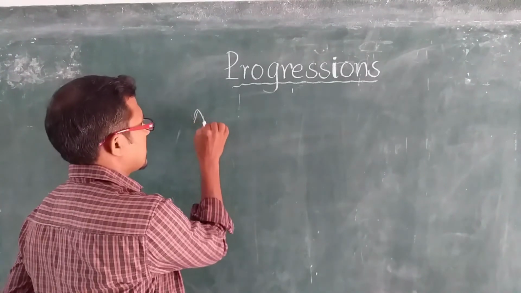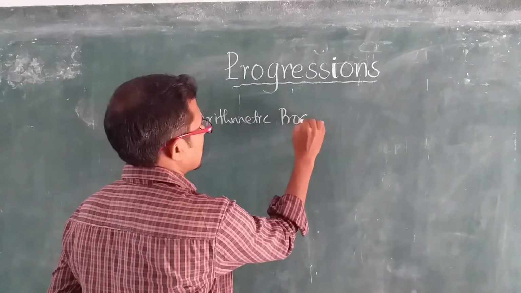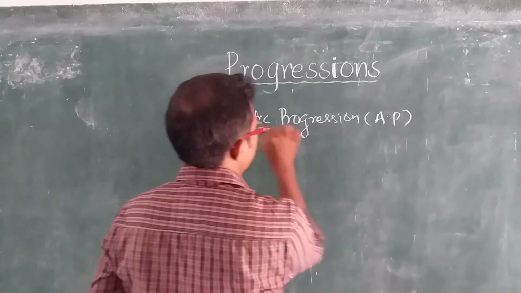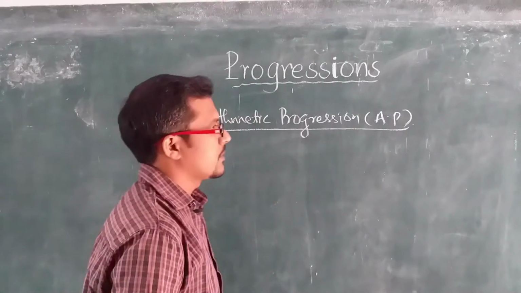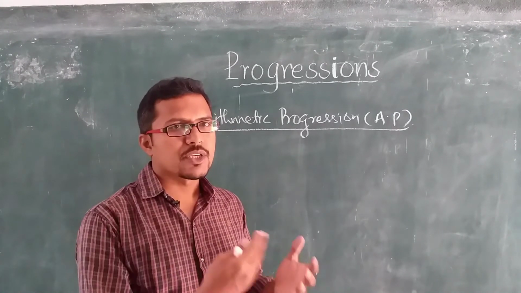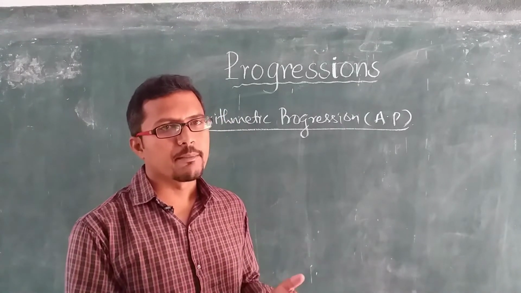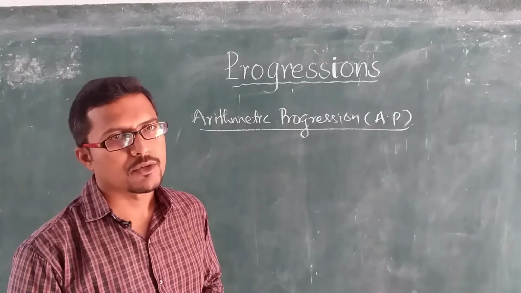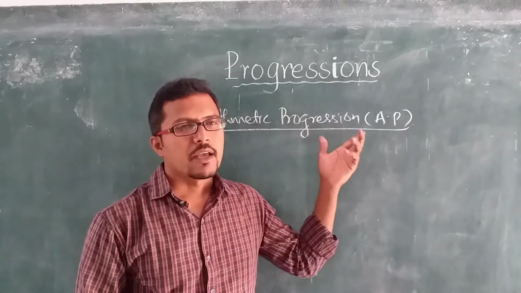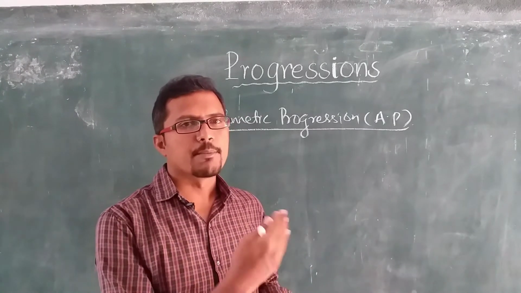So arithmetic progression, shortly called AP. How can we get an arithmetic progression? An arithmetic progression is a set of numbers where each number can be obtained by adding or subtracting a number to the preceding number. Once again I am repeating: a progression is a set of numbers, and each number can be obtained by adding or subtracting a number to the preceding number.